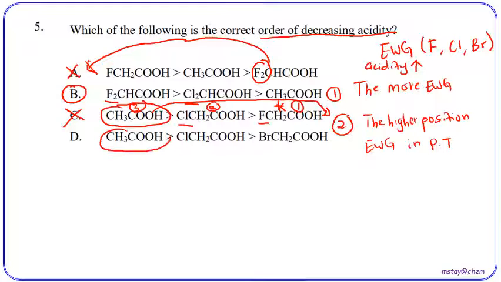This one, CH3COOH, has no EWG, so supposedly it is the least acidic. Okay, and then chlorine is in a higher position than Br, so we just need to move CH3COOH to the back. So the correct answer is B.